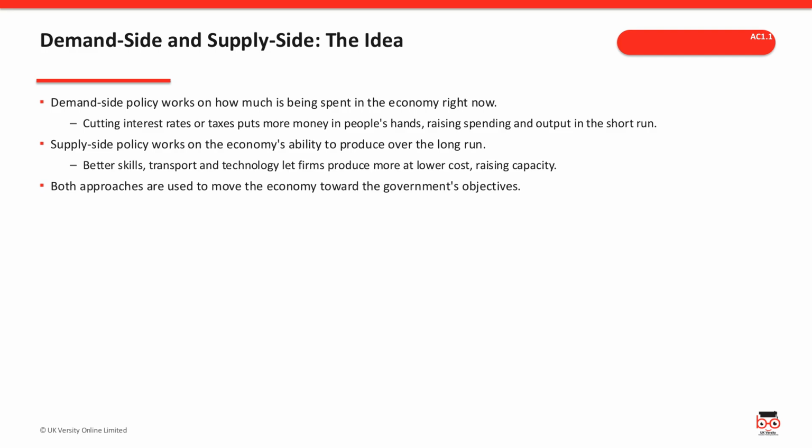Here's the difference in plain terms. Demand-side policy works on how much money is flowing through the economy today, so cutting taxes or interest rates puts more in people's pockets and lifts spending fairly quickly. Supply-side policy plays a longer game, improving skills, transport, and technology so firms can produce more at lower cost. When the government funds a new wave of apprenticeships, that's supply side, and it might take years to show up in the figures. Most governments reach for both at once.